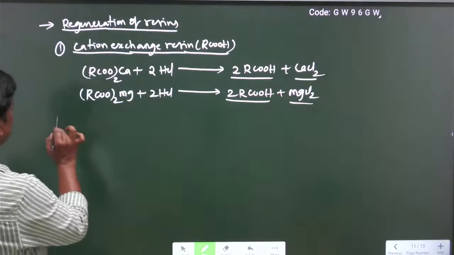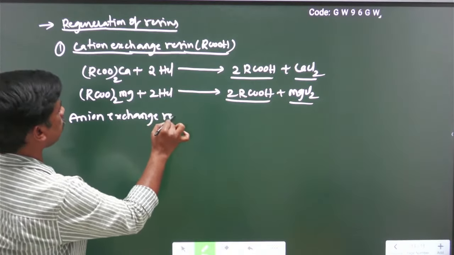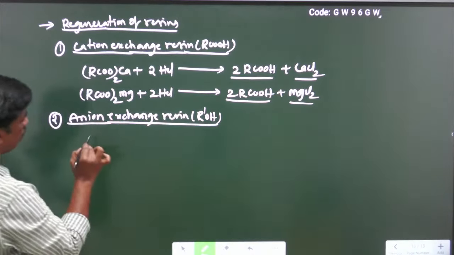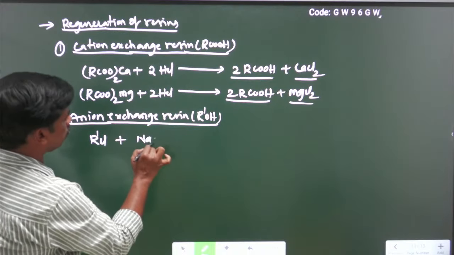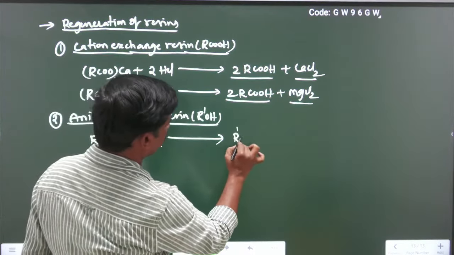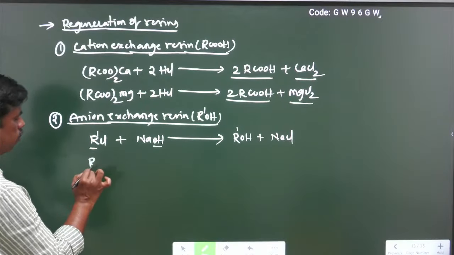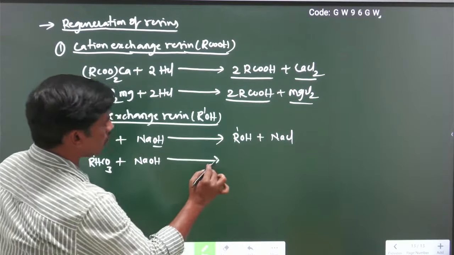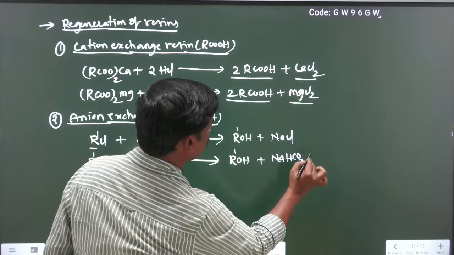Next, the anion exchange resin, R-OH. R-Cl combines with sodium hydroxide, R and OH combine to produce R-OH; the resin is regenerated and the remaining chemical formed is sodium chloride. Next, R-HCO3 combined with sodium hydroxide produces R-OH, again fresh resin regenerated, forming NaHCO3, sodium bicarbonate.